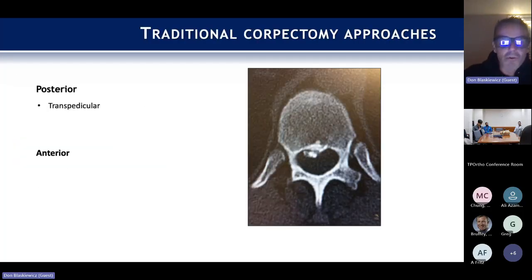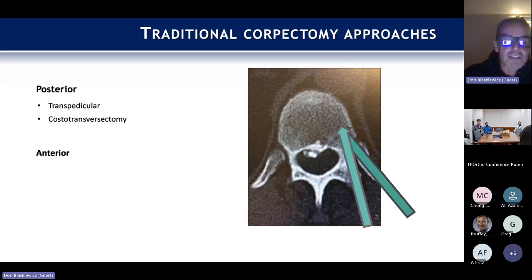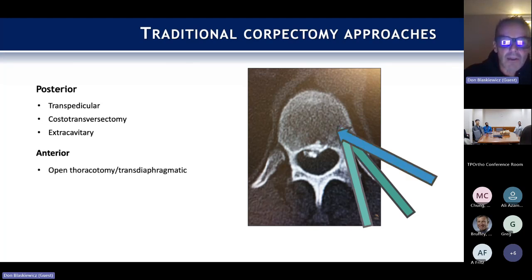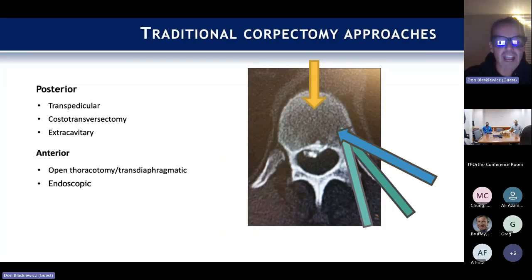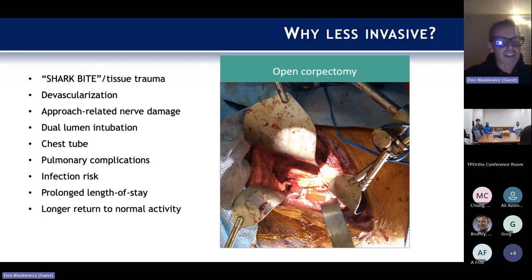We know when we want to do a corpectomy from posterior, we can go transpedicular, costotransversectomy, or lateral extracavitary. From the front, we've got open thoracotomy, transdiaphragmatic. And with each of those, there are issues with access and potential complications. So you have to choose it based on the pathology. So pick your approach accordingly. And then there's the endoscopic one. Never done one, never want to do one, no interest. There's a lot of guys that can.